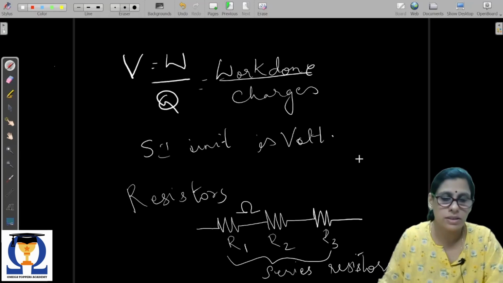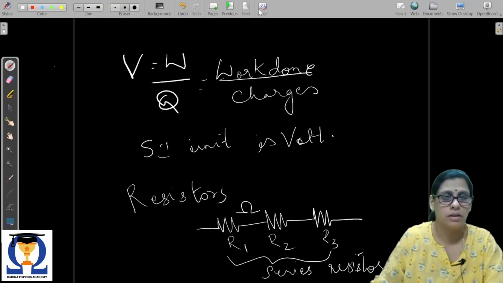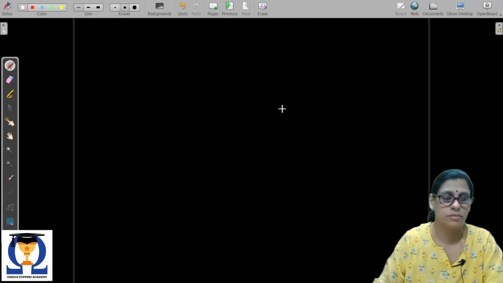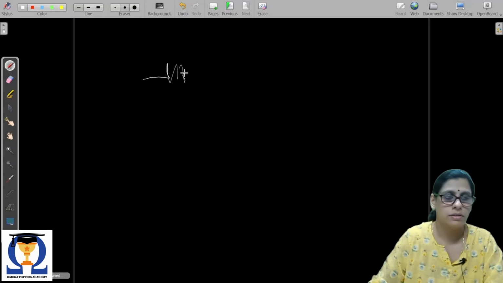Next, if the resistors are connected in parallel, they are called a parallel resistance circuit.